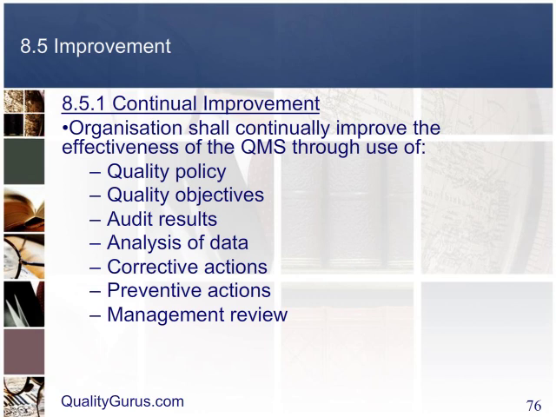ISO uses the word continual improvement and not continuous improvement. Continual means repeated regularly or recurring, whereas continuous means without interruption. The standard requires that the organization shall continually improve the effectiveness of its QMS. This continual improvement can be achieved through the use of quality policy, objectives, audits, analysis of data, corrective and preventive actions, and management review.